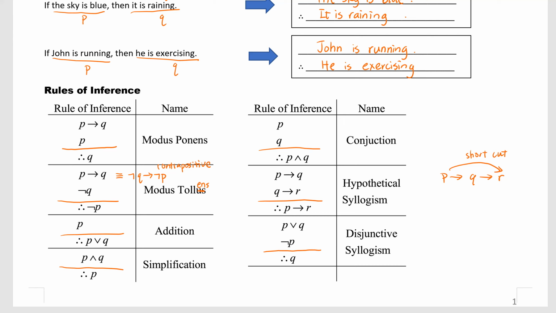We need to remember the names because in our examples on the next page, when we figure out the rule, we have to say what rule we are using. Let's continue.